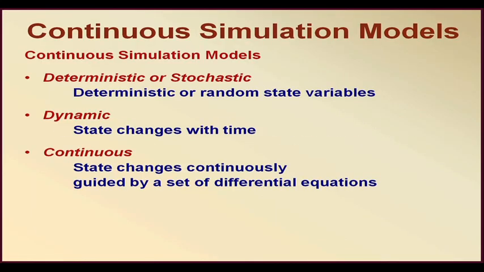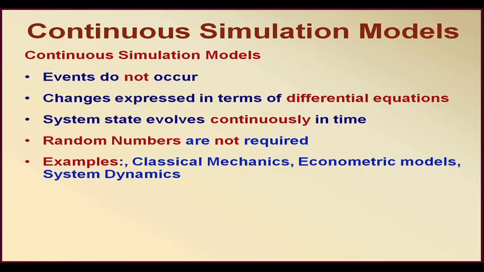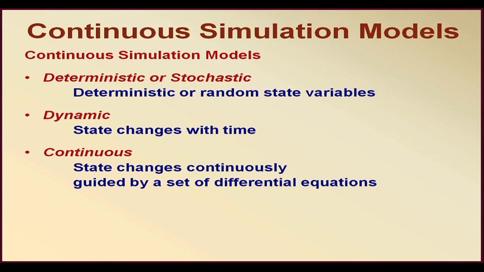See, unlike the discrete event simulation, the continuous simulation is different. In continuous simulation, first of all, both deterministic or stochastic variables are there. What is stochastic is that probabilities are involved, and these probabilities themselves are dynamic in nature. The second thing about this model is that events are not occurring; however, the state of the system through which the continuous system is represented, those variable values are changing with time. So, it is dynamic, and finally, they are continuous in state, because the state changes continuously, and these state changes are guided by a set of differential equations.